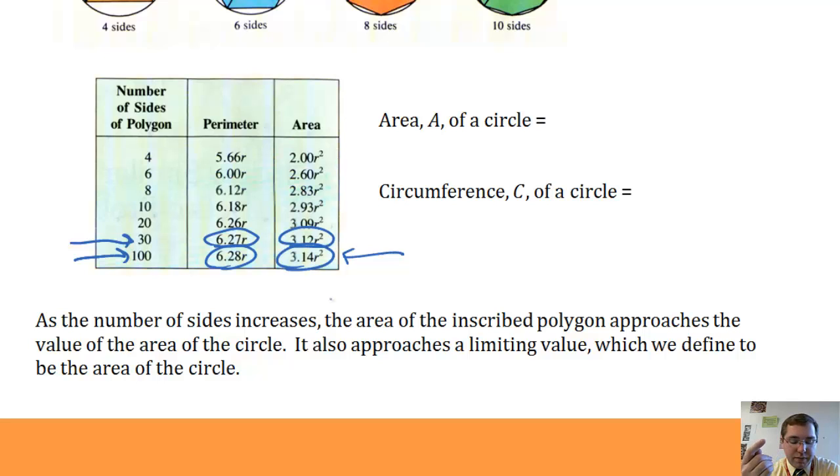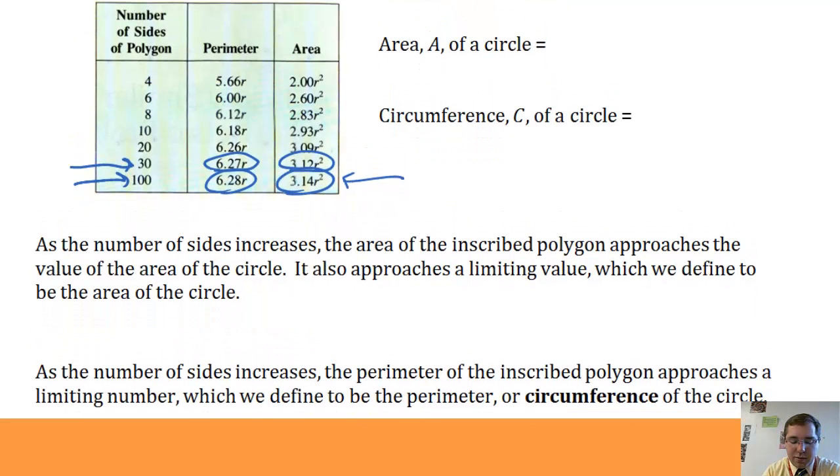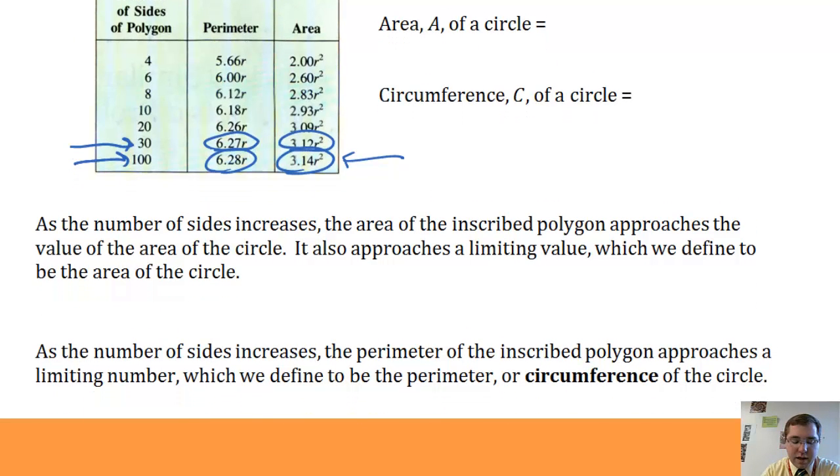And the perimeter, 6.28, is just double 3.14. So the perimeter is getting closer and closer to 2 times pi times r. As the number of sides increases, the perimeter of the inscribed polygon approaches a limiting number, which we define to be the perimeter. So that value that the perimeters of the inscribed polygons are approaching as we increase the number of sides is defined to be the perimeter of the circle, which we have a special name for.